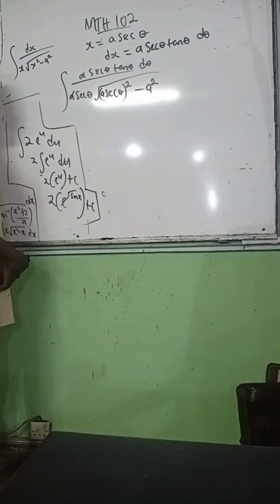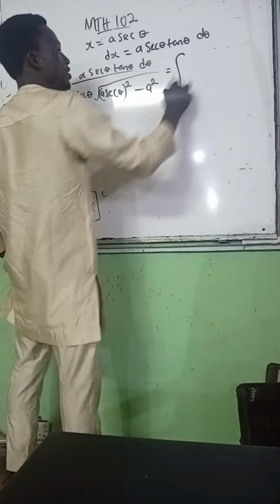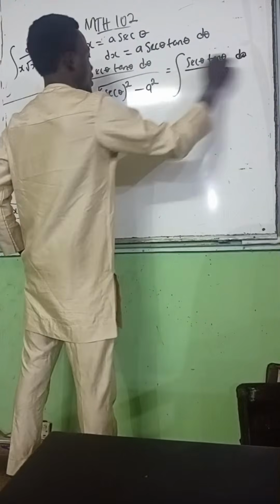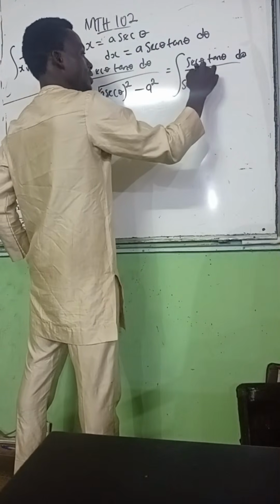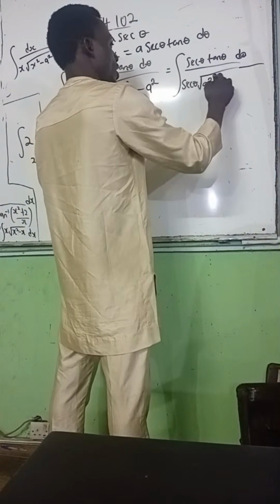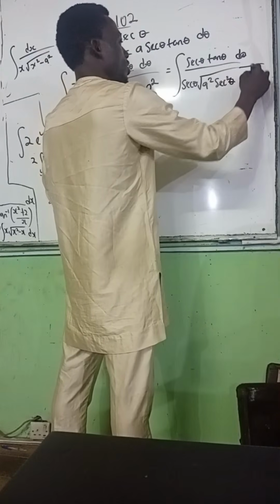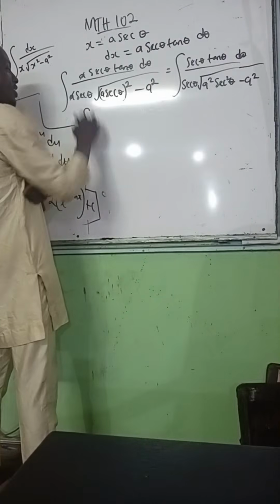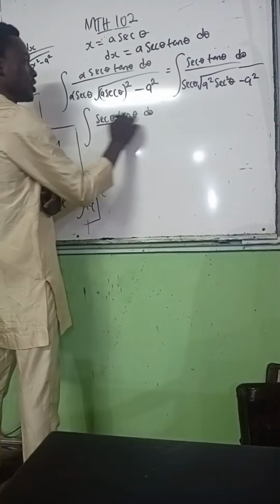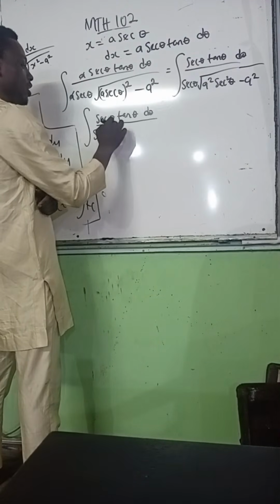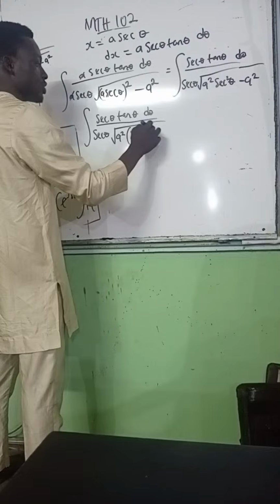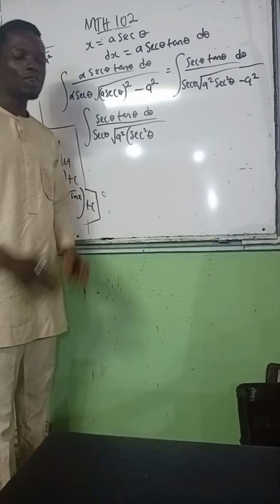a cancels, isn't it? So we now have the integral of sec theta tan theta d theta divided by sec theta times the square root of this one. This will give us a squared sec squared theta minus a squared, isn't it? So here we have the integral of sec theta tan theta d theta divided by sec theta root of what is common? a squared into bracket sec squared theta.